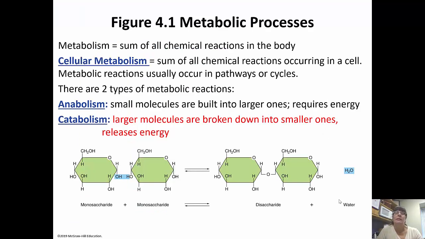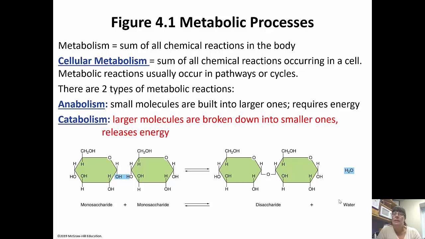So metabolism itself, remember from chemistry class, is just the sum of all of the chemical reactions happening in your body. So whenever somebody refers to your metabolism, they're just talking about the chemical reactions happening in your body. If you have a high metabolism, then the chemical reactions are happening faster. If you have a low metabolism or a slow metabolism, then the chemical reactions are happening slower.